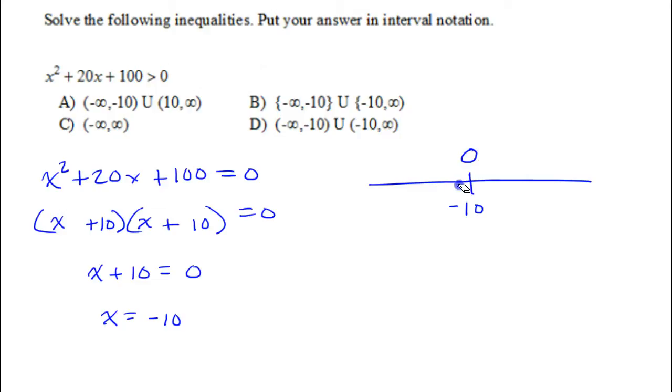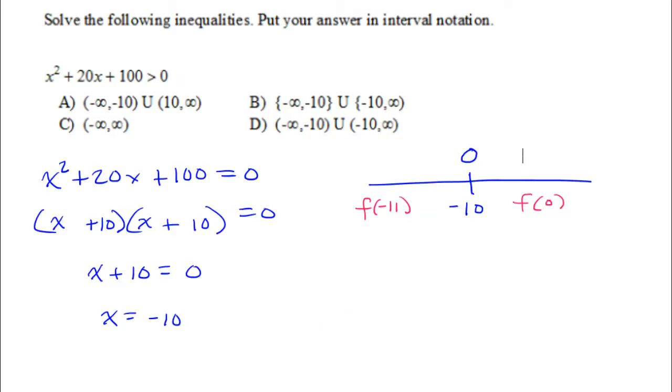Anyway, that separates the number line into two zones, less than -10 and greater than -10. So we will need two test values to see where the solutions are, if any. To the left of -10, I will use, let's say, -11. To the right of -10, I will use 0. So I'm going to use -11 and 0.